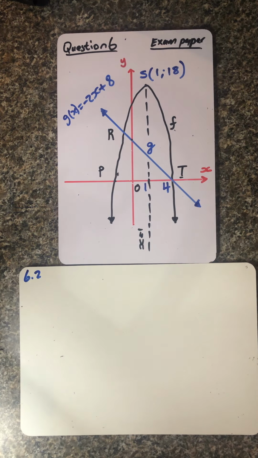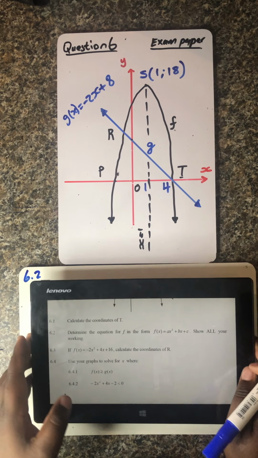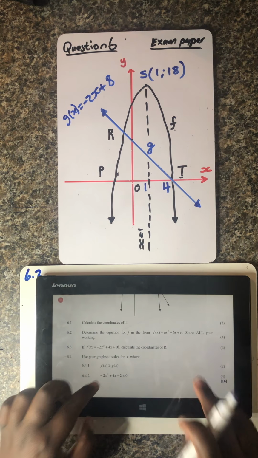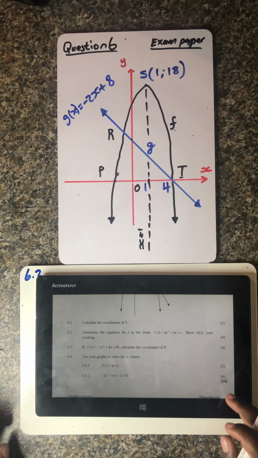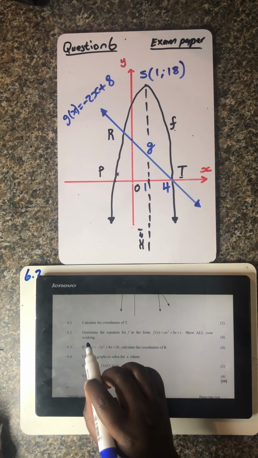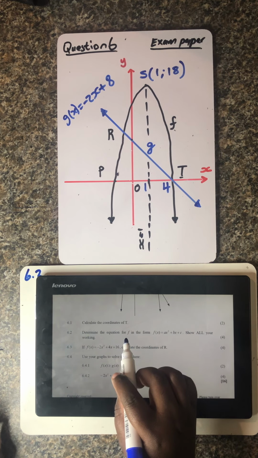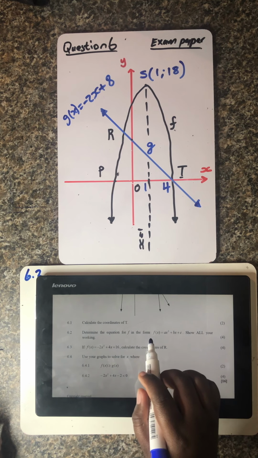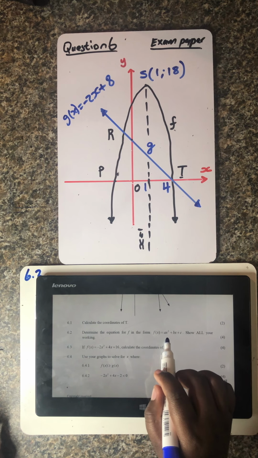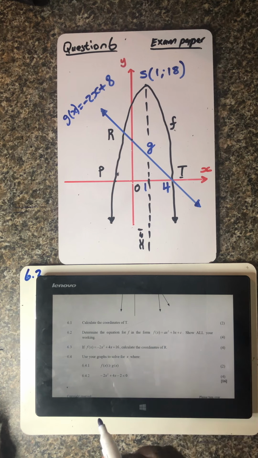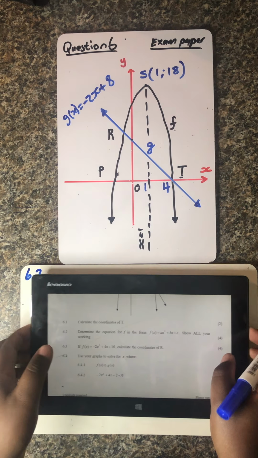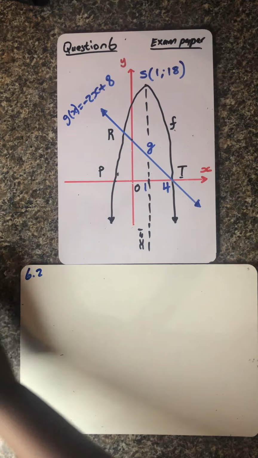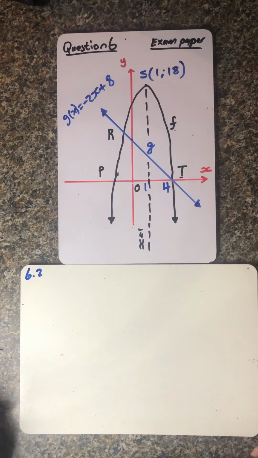Let's check what the question wants us to do. Ladies and gentlemen, a question worth 4 marks. They say determine the equation for f in the form f of x equals that, show all your workings. Very important, ladies and gentlemen. Show all your workings.